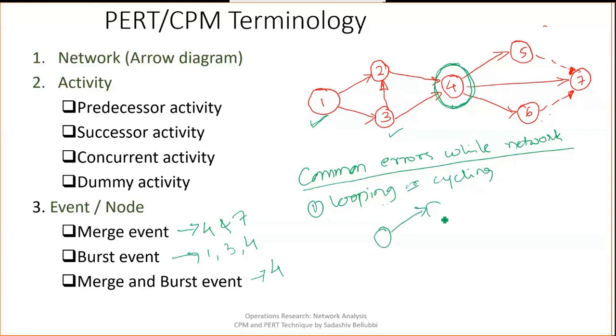Here we can see activity A, activity B and activity C. A is a predecessor to B, B is a predecessor to C, and again C is a predecessor to A. So we cannot say which is the starting node and which is the finishing node. Such a network is not allowed. That is a common error and it should not happen.